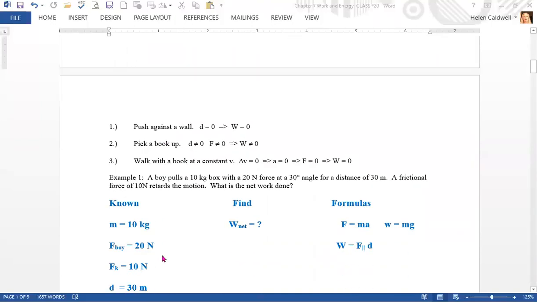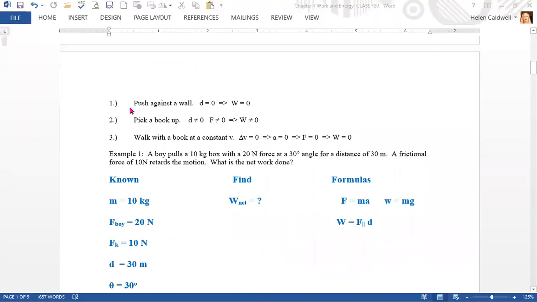All right. So we've talked about these. Push against a wall, distance is 0, so the work is 0. Pick up a book. If we can pick it up without accelerating it, then there's no work done. If you can walk at a constant velocity, there's no work done. There's a lot of different scenarios. So to do work, you have to have a force parallel to the distance you're moving.